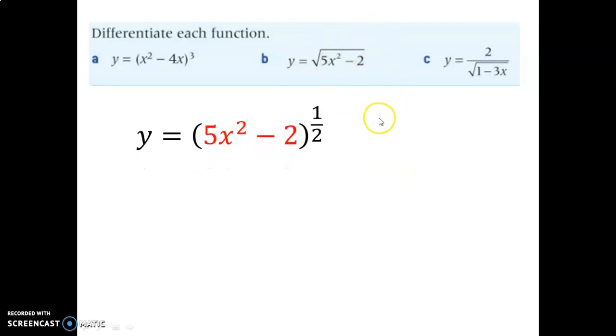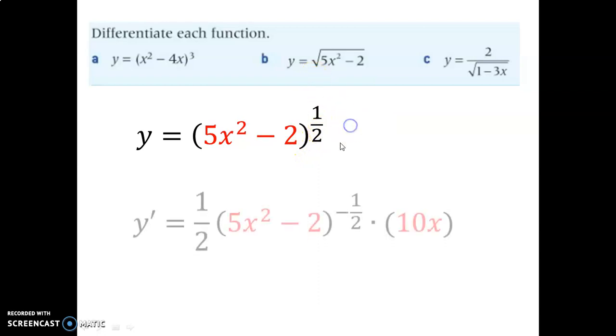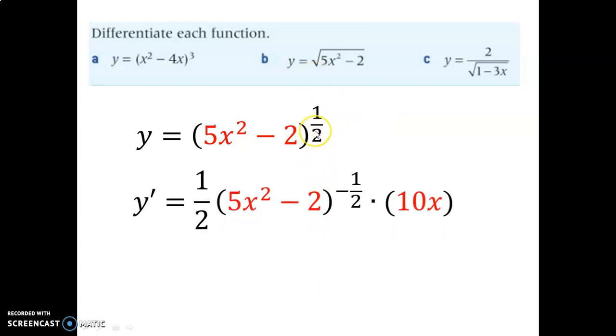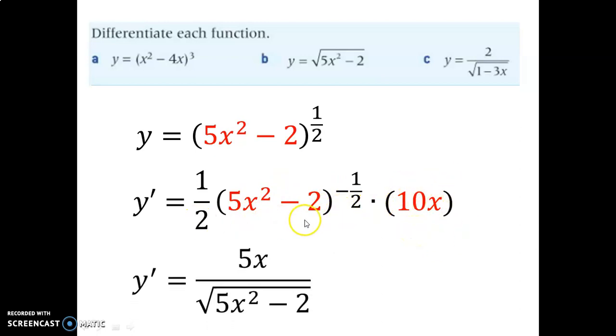And now check your work there. First of all, I'm going to rewrite it with the half power instead of the root. Then I'm going to apply the chain rule. So outer function, drop the half, reduce this by 1, keep the inner function there, multiply by the derivative of the inner function. Simplify all that to get this. Take a look at what happened there. 10x and 2 simplified to become 5x in the numerator. All this here, because of the negative exponent, dropped to the denominator right here and became a root.